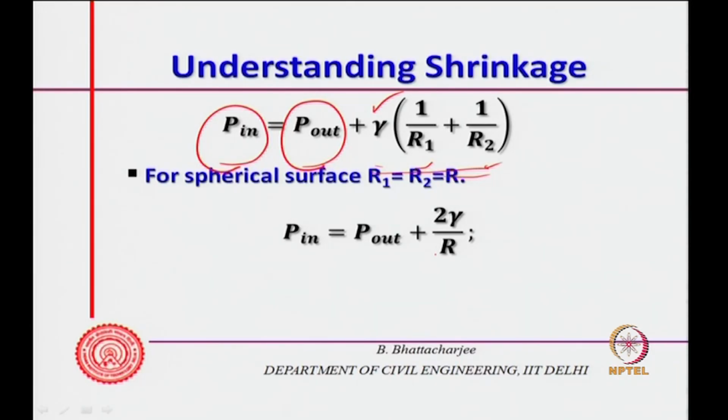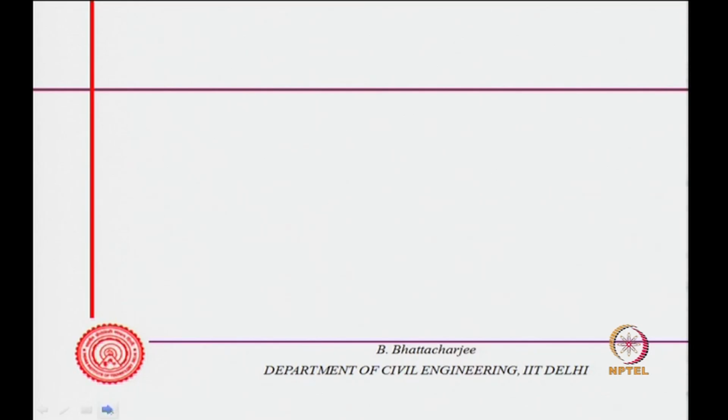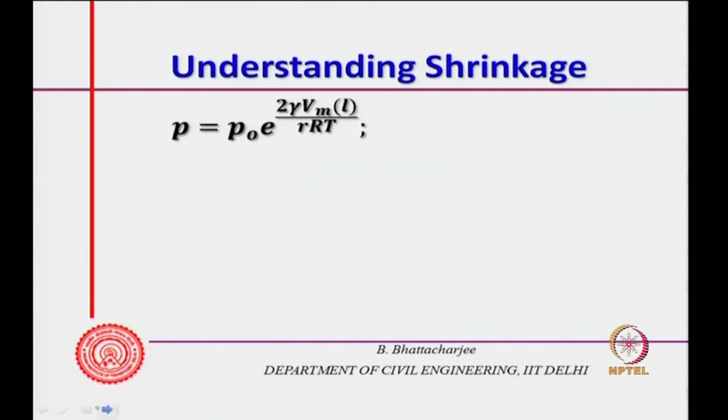and this excess pressure will result in a change in the vapor pressure, because if you apply a kind of pressure, then there is a change in the vapor pressure as well, and this gives rise to Kelvin's equation. Since the curved surface gives rise to a pressure differential of twice gamma by R, it results in Kelvin's equation, which is a model for the equilibrium pressure at the interface of liquid and its vapor. So, you see, this is Kelvin's equation.